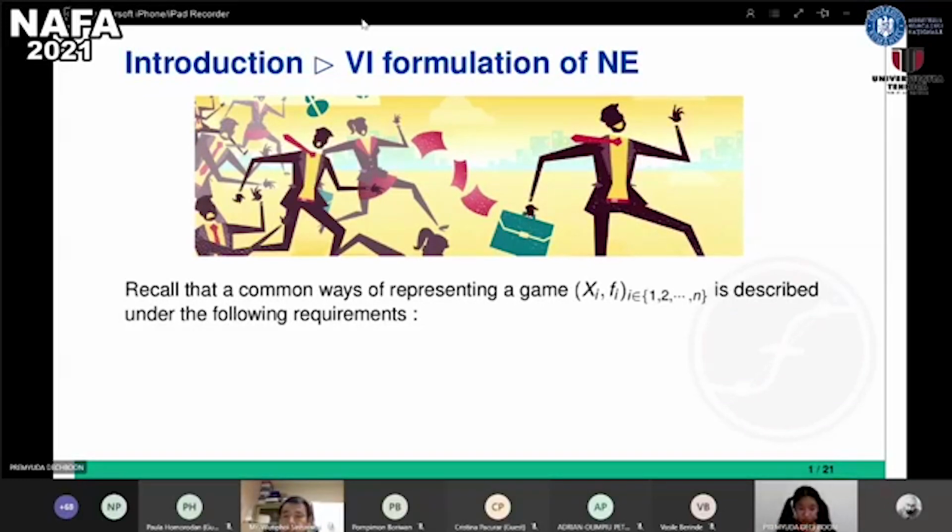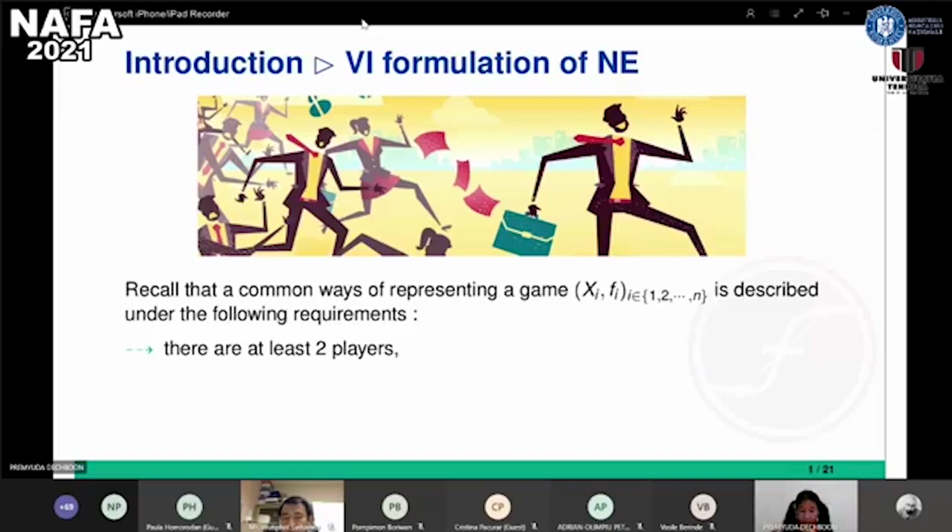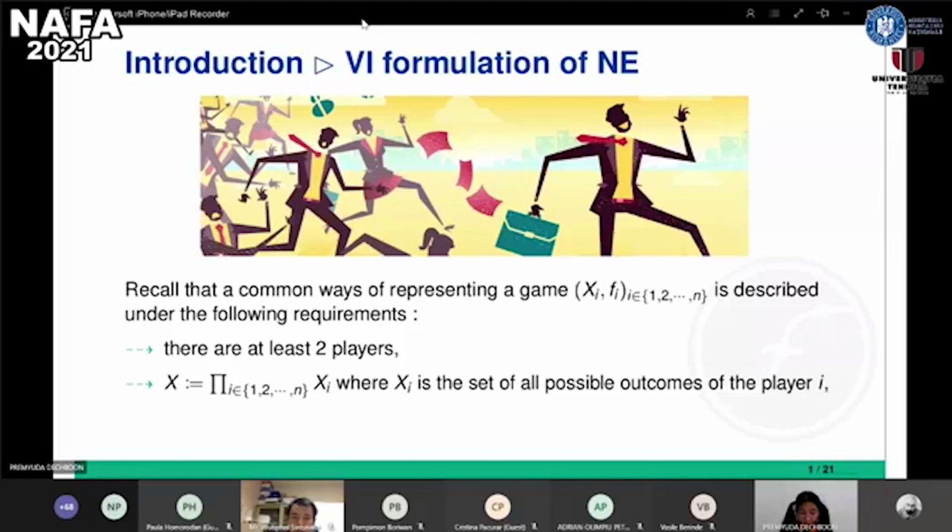In such a situation, we can recall it in mathematics, that is, we consider it as a game. So in the game, we need some components, which consist of players. In the game situation, we need at least 2 players. The next one that we require is the set of all possible outcomes, in other words, we call it the strategy set, like Xi is the strategy set for player i.